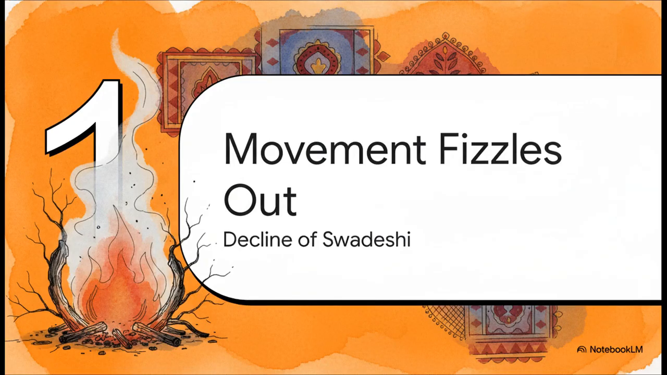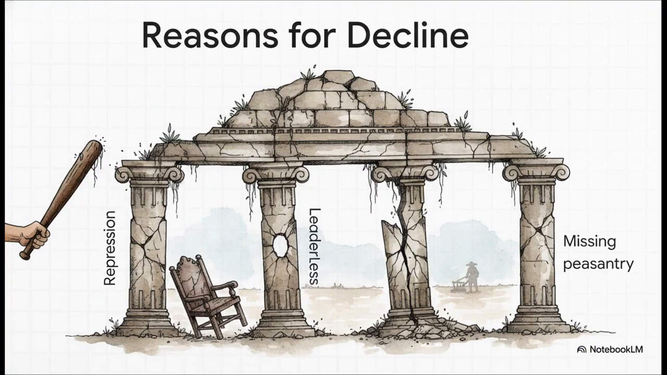Chapter 1, A Movement Fizzles Out, the Decline of the Swadeshi Era. So, by 1908, the open phase of the Swadeshi and boycott movement, which remember was initially sparked by the Partition of Bengal, went from this roaring fire to barely a flicker. You might be wondering, why did it collapse so fast? Well, it wasn't just one thing. It was basically a perfect storm.